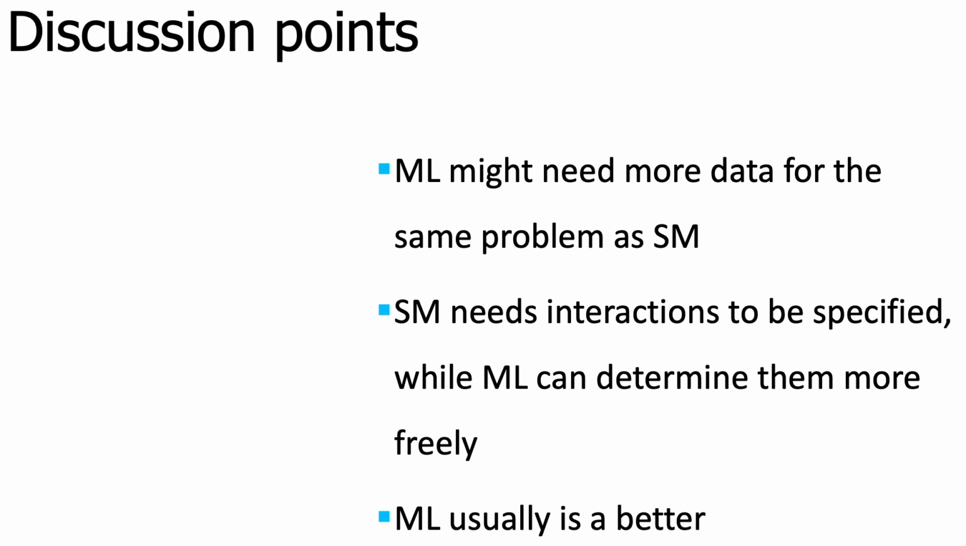However, statistical models need interactions to be specified, while in machine learning we can get those much more freely because of the adaptive structure of machine learning models like neural networks, where they can create their own connections and functional relationships that can be much more complicated, which again is good and is bad.